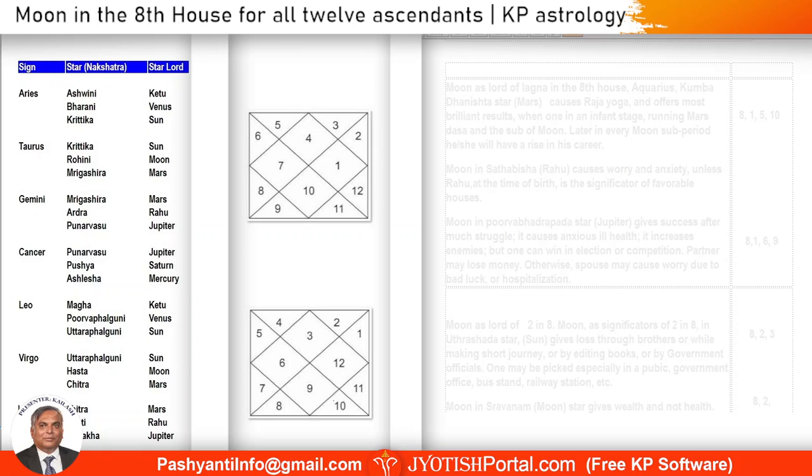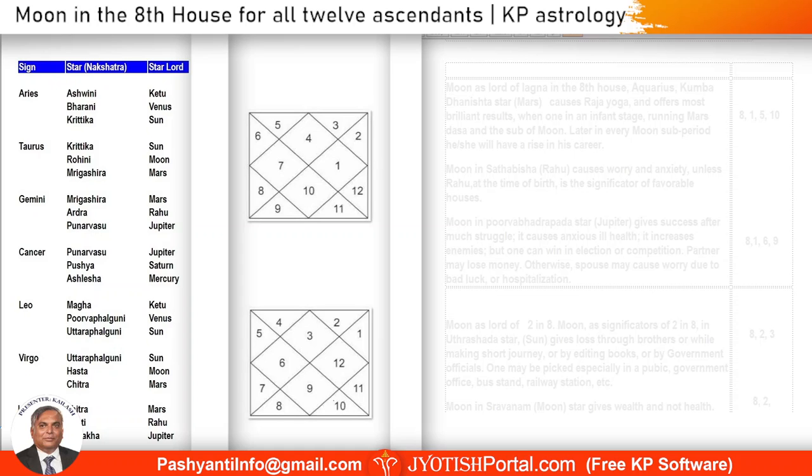Now, if you look at the layout on the left side, you have the sign lord, the star lord and the star and star lord table. This I have put for offhand reference. You will need this.